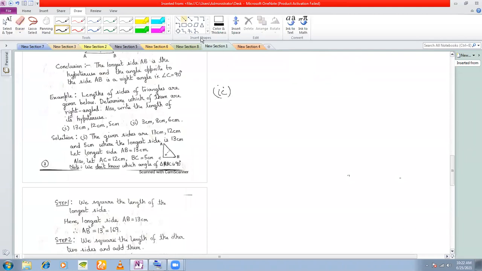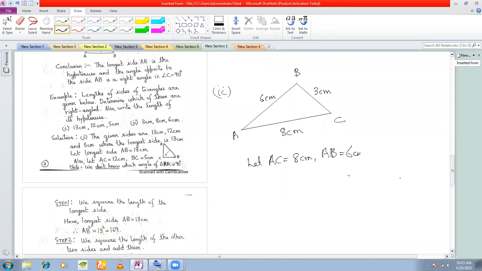Let's draw a triangle, any triangle. The lengths of the sides of the triangle are given to you. Let us take the greatest side as 8 centimeter here. Let us take AB as 6 centimeter and BC as 3 centimeter. So let AC be equal to 8 centimeter, AB equal to 6 centimeter, BC equal to 3 centimeter.